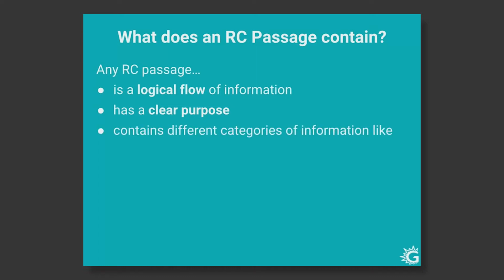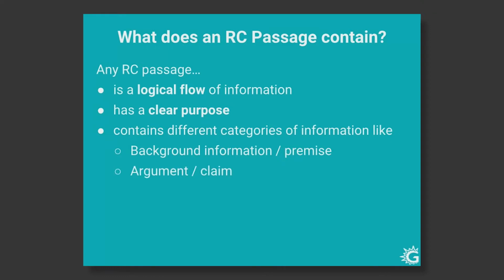Now, apart from the logical flow and a very clear purpose about what it wants to tell you, an RC passage also contains all of these categories of information. When I say categories, I mean this isn't the info itself, but rather the type of information that it's going to try to convey to you. And of those, we have background information or a premise, right? Something that gives you a basic idea of the topic at hand would be the background information. It just primes you there. Okay, you probably don't know anything about marine biology. I'm going to give you a couple of sentences to get acquainted with that. That's what your background information is.